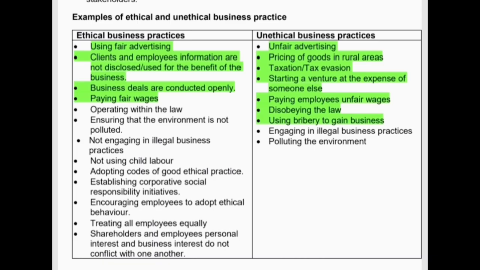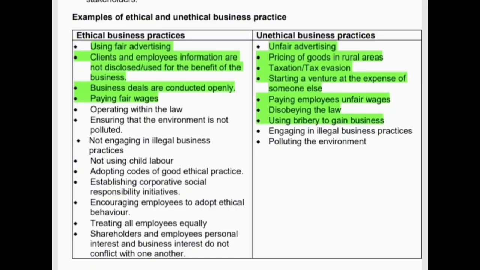Number one, the examples of ethical business practices. Using fair advertising. That shows that the business is using ethical business practices. Not using child labor. They must not employ someone who is under the age of 16 years. That's child labor. Treating all employees equally. Paying fair wages. You must pay the employees a fair salary. When we speak about wage, we are speaking about the salary that they get monthly.